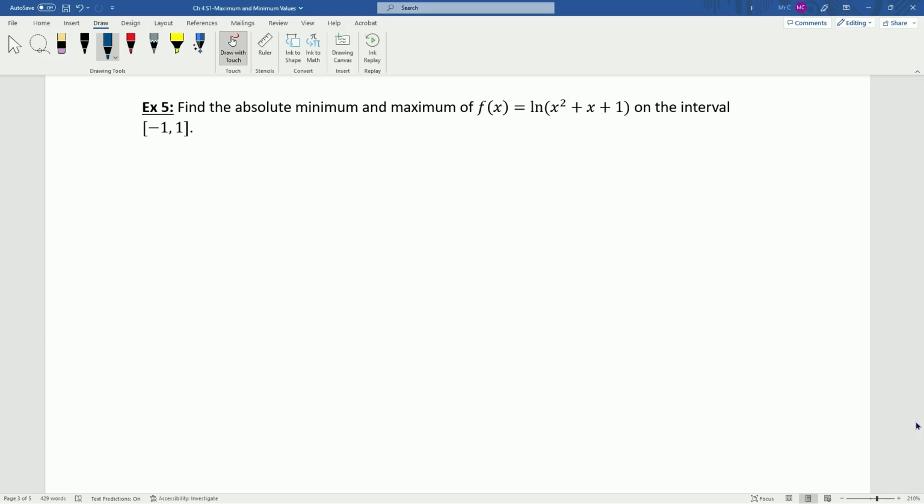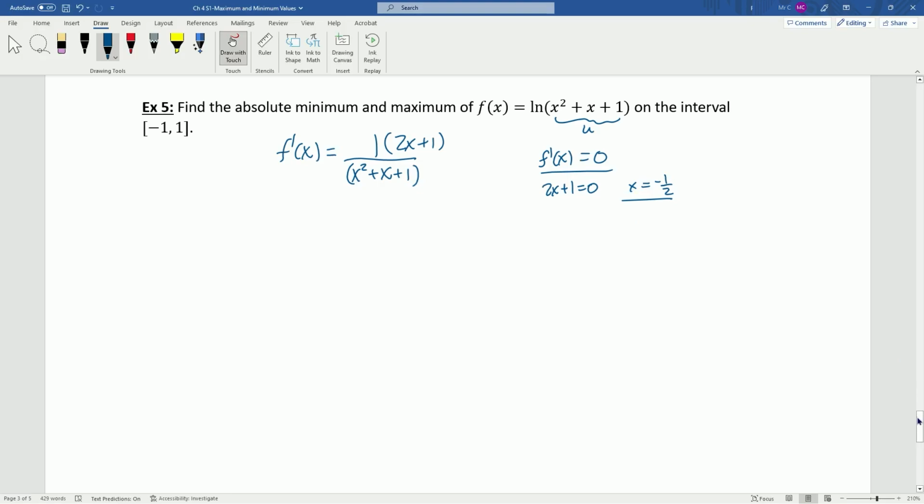Okay, find the absolute minimum and maximum of f of x equal to ln of x squared plus x plus 1 on the interval from -1 to 1. So let's start out by taking our derivative. Get 1 over x squared plus x plus 1 times, so this is my u, so this is my derivative with respect to u, 1 over u, times du dx, which is 2x plus 1. And so we need to check when is f prime of x equal to 0. Well, that's when 2x plus 1 equals 0. So that's x equal to -1/2.